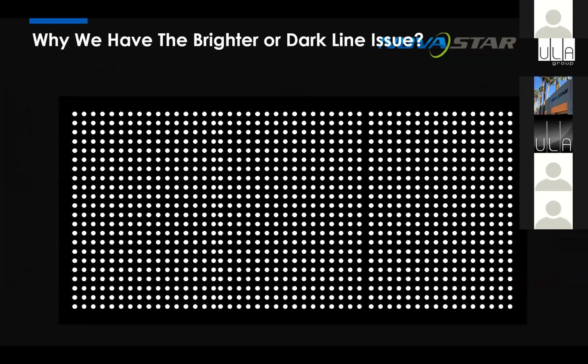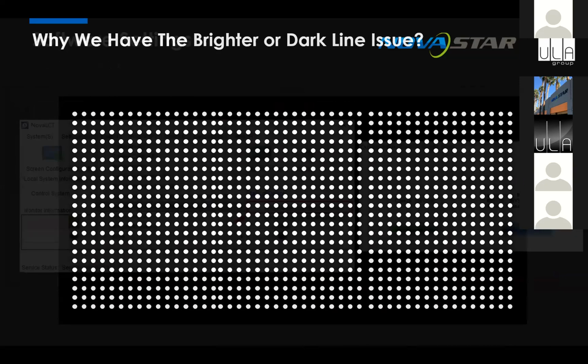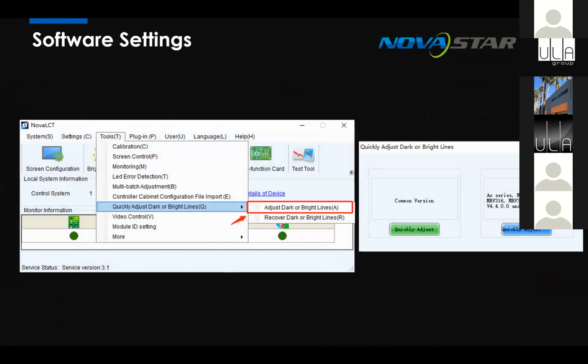So what do you do to fix it? Well, fundamentally, the software will go in and adjust the brightness of those LEDs to compensate for them being closer or further apart, to make it look seamless. To do that, just open up the software, go to Tools, Quickly Adjust Bright Dark Lines, and then you've got two options there. You've got Quickly Adjust, and you've also got a new version on the right, which is much better, but it's only going to work on the newest series of receiver cards. So if you've got an older screen, you're going to need to use the common version versus the newer version on the newer screen.